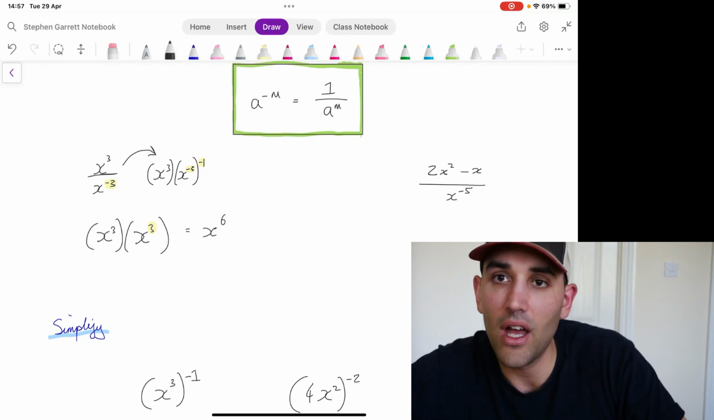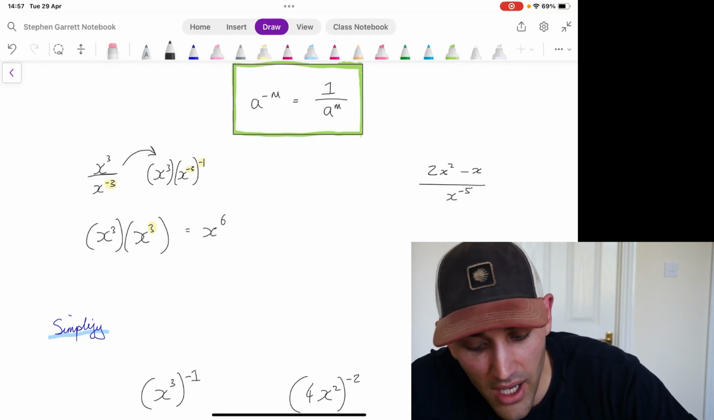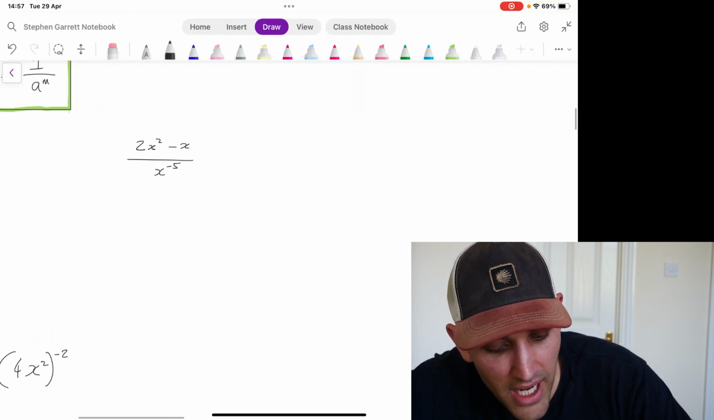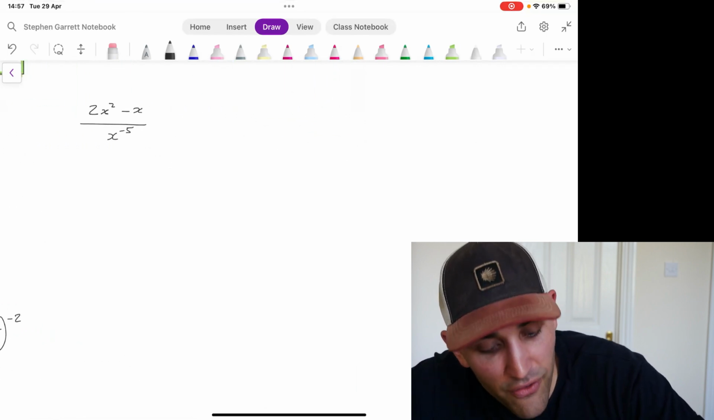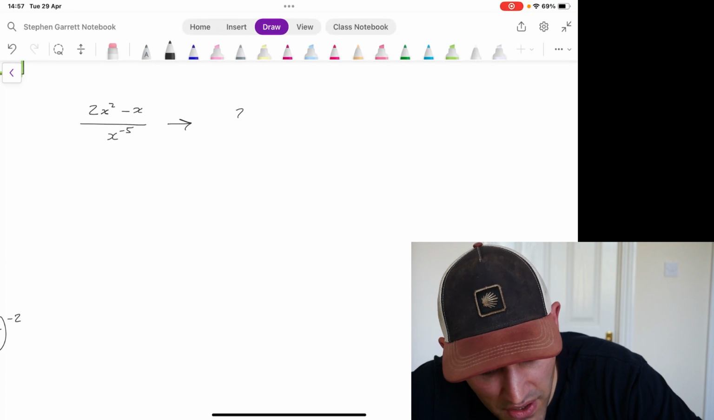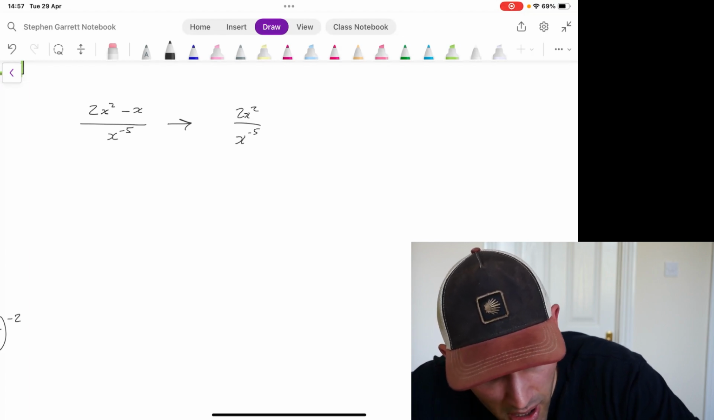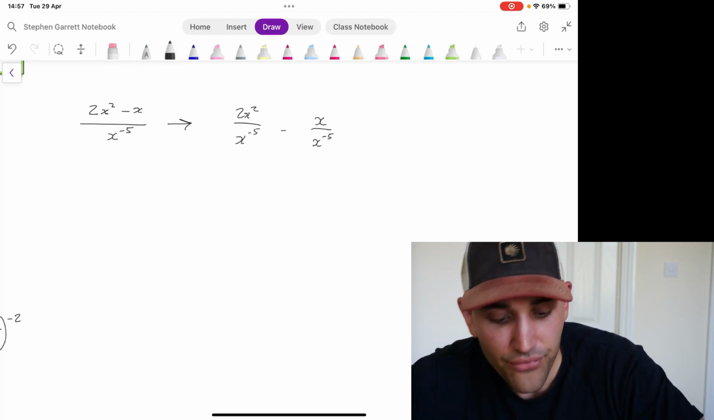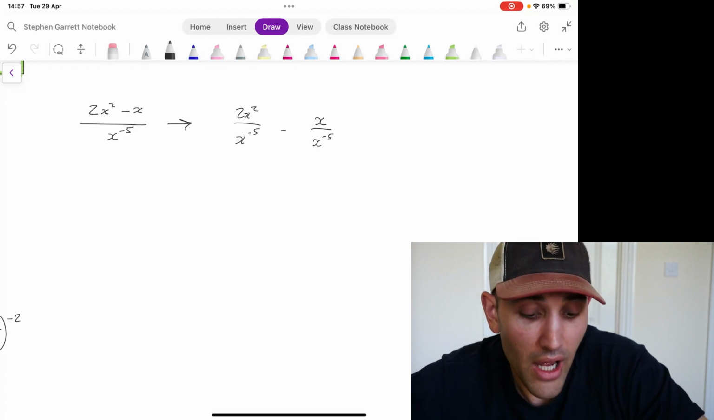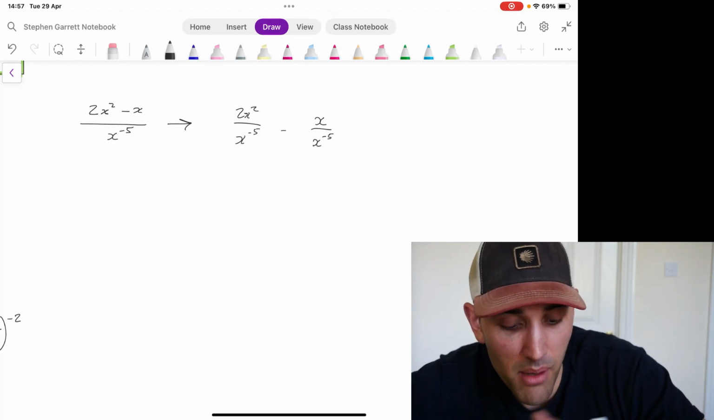Ooh, look at that. And we're going to do the exact same thing over here, and we're going to try and be as careful as we can. Let me get myself some space here. The first thing we're going to do is split this fraction up. So that's going to be 2x squared over x to the power minus 5 minus x over x to the power minus 5. Have a think about, maybe pause the video, what's it going to be when I bring these numbers up?